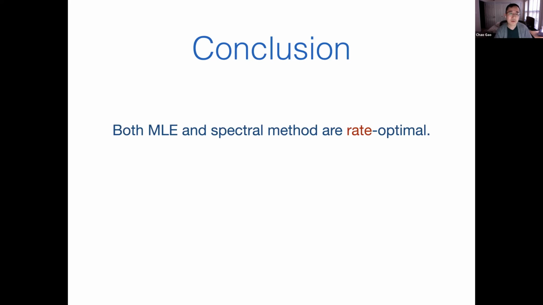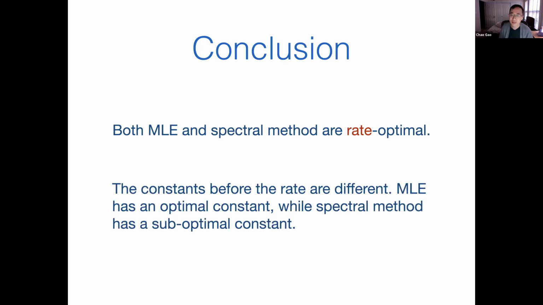So first of all, as the Annals paper suggests, both MLE and the spectral method are rate optimal. However, we are able to show the constants because the rates are different. MLE has an optimal leading constant. The spectral method has a suboptimal constant.